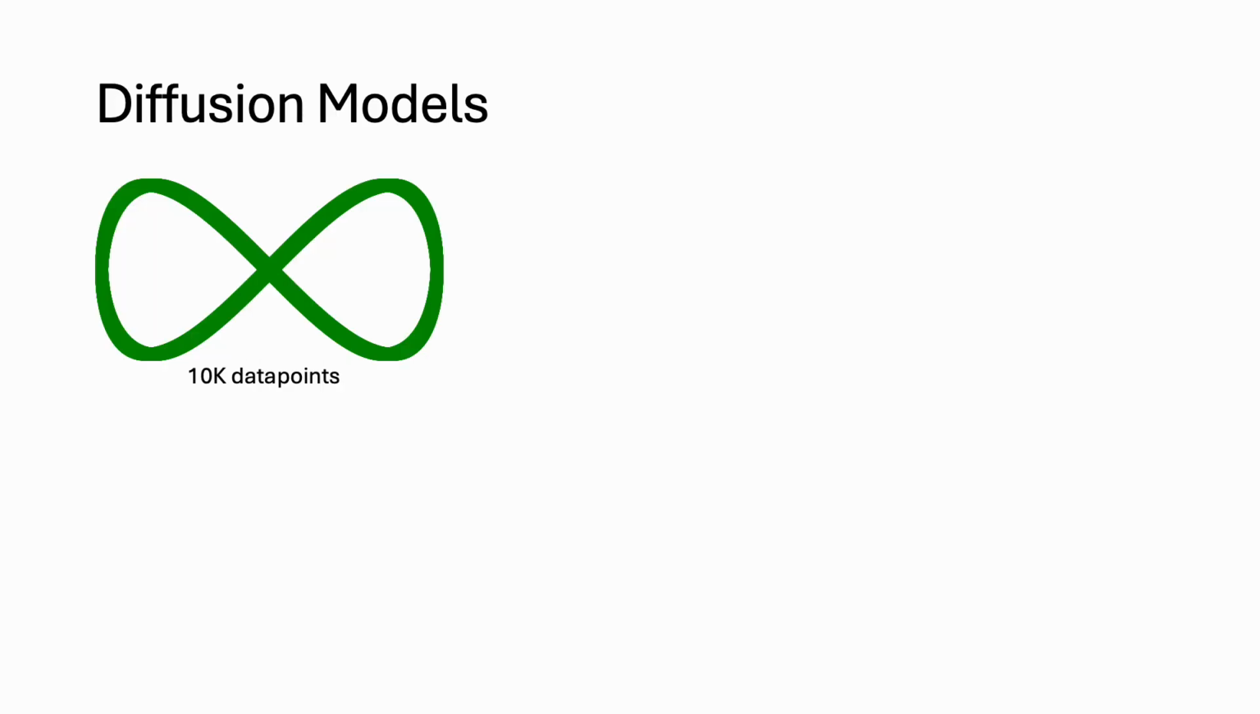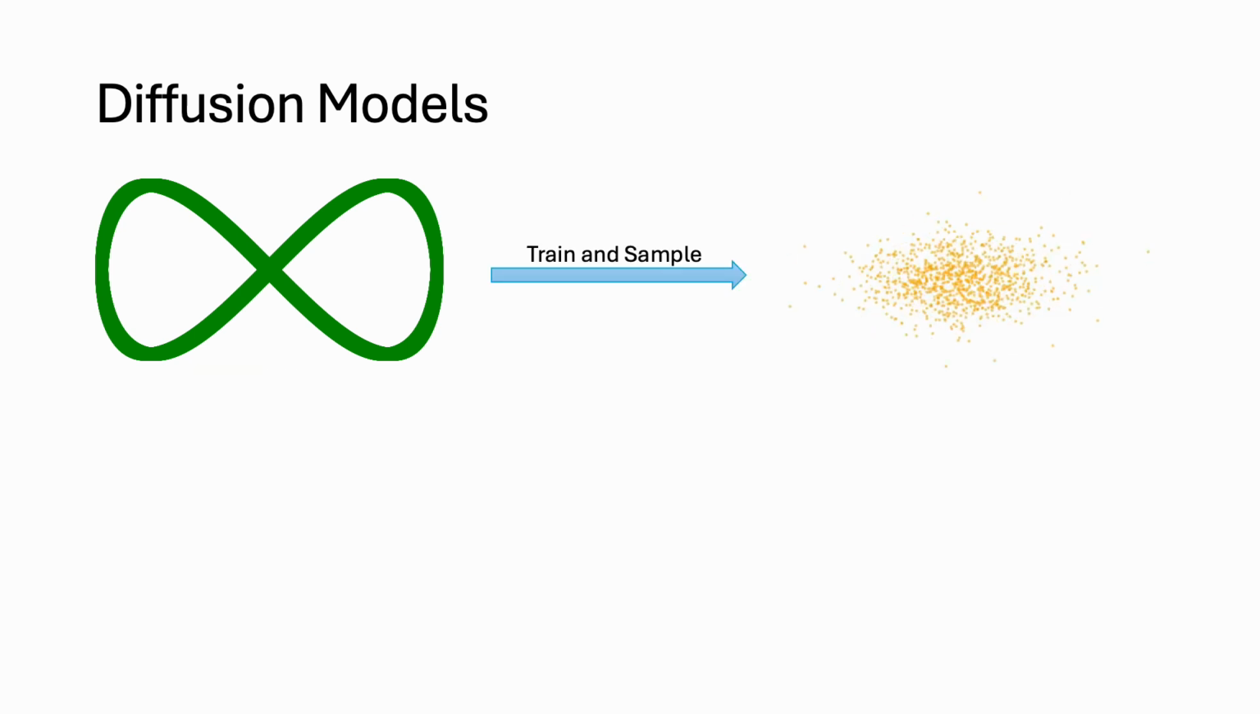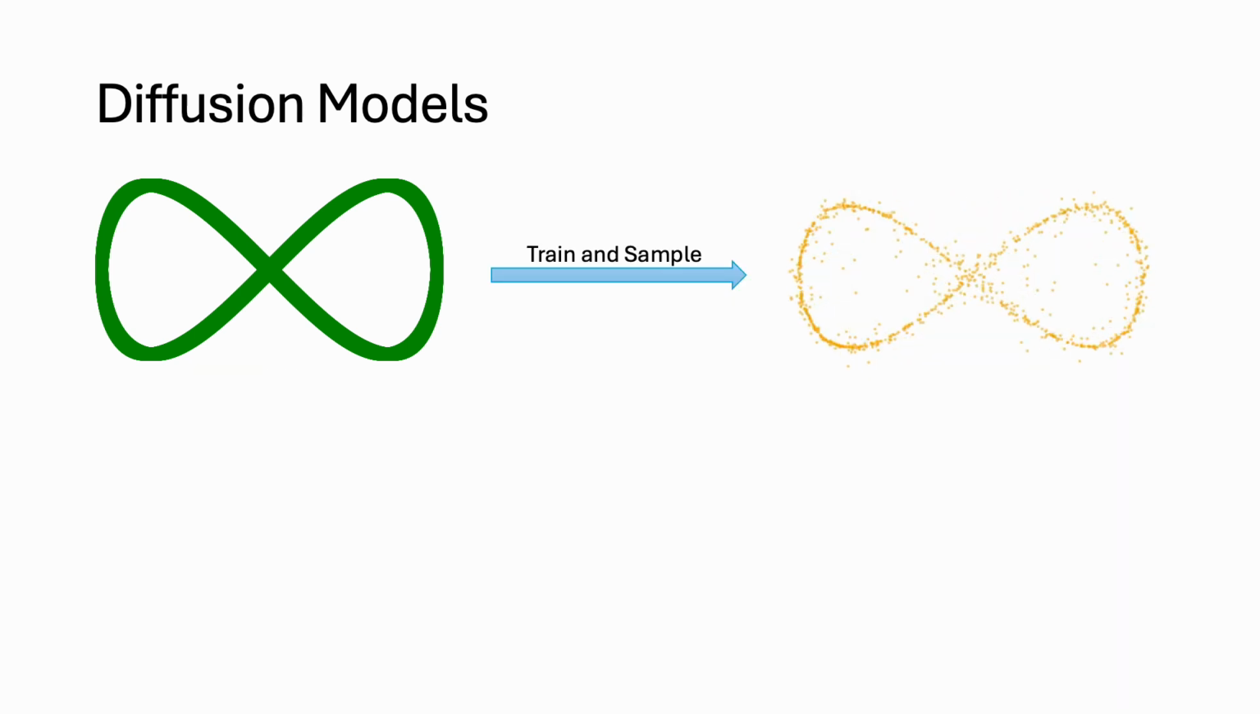It turns out that the generative models that are effective in the large-scale setting do not perform very well in the few-shot setting. For instance, let's consider diffusion models. Here we have a dataset of 10K data points, with each data point denoted by a green square. So we can train a diffusion model on this dataset and then sample from it. And on the right, you can see the denoising process involved with sampling from a diffusion model.